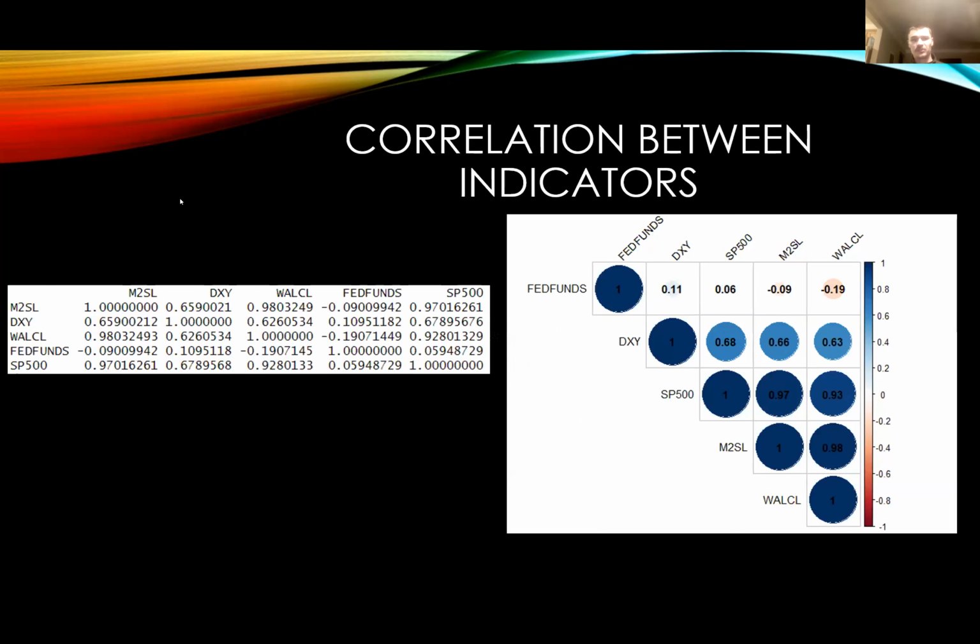And next, I wanted to take a look at the correlation between the different indicators. So with the S&P 500, it was mainly the M2 money supply and the Federal Reserve assets that were very closely correlated to it. And all of the other indicators were not only not that correlated with the S&P 500, but also with each other. They were very uncorrelated, other than the Federal Reserve assets and the M2 money supply being also closely related with a 0.98.